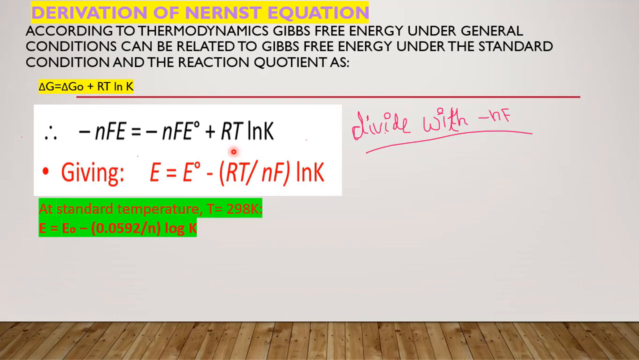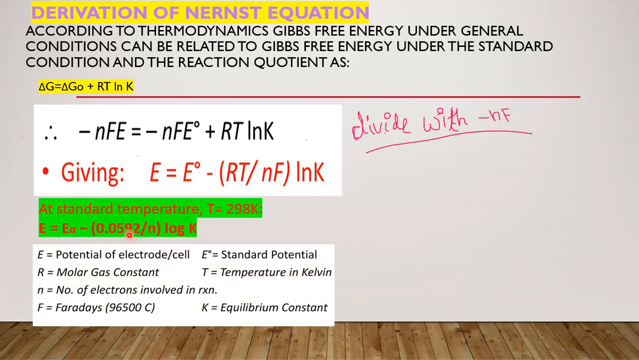If you substitute these three values R, T and F, this total value will be a constant, 0.0592 by n log K. Here ln is the natural logarithm; converting into normal logarithm, you have to multiply with 2.303. After multiplying all these constants, we get 0.0592 by n log K.